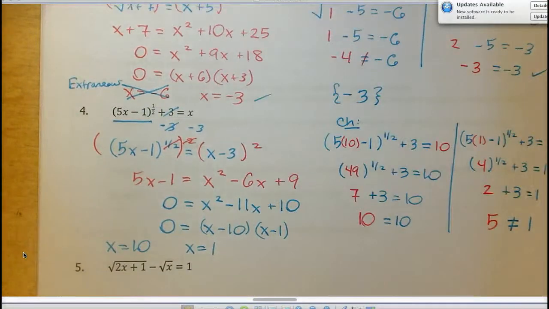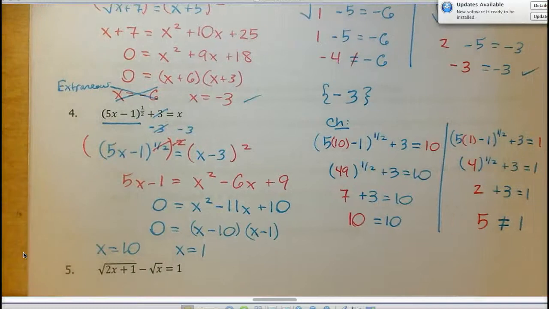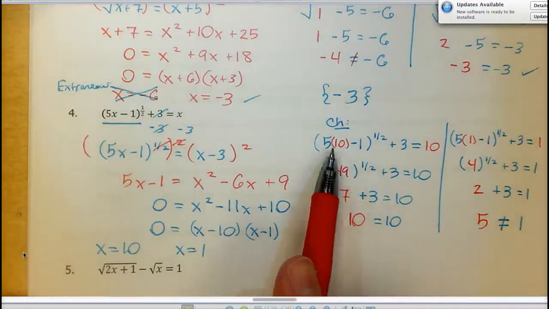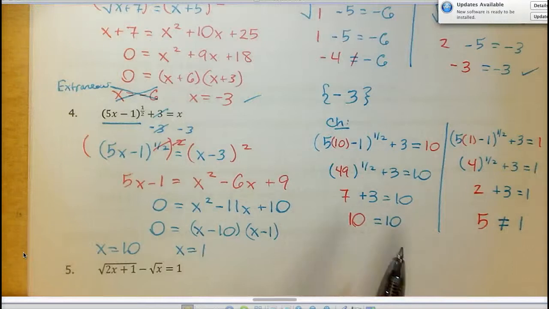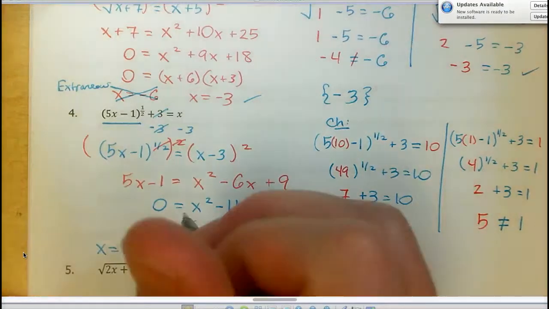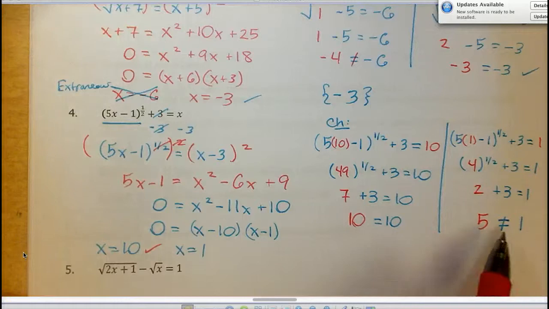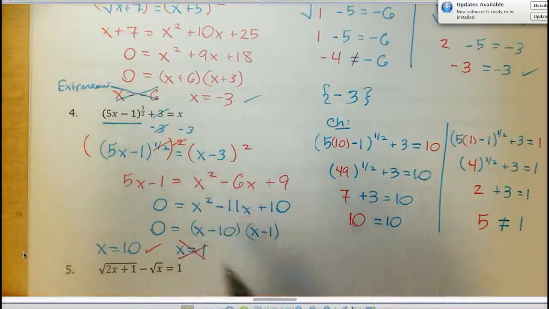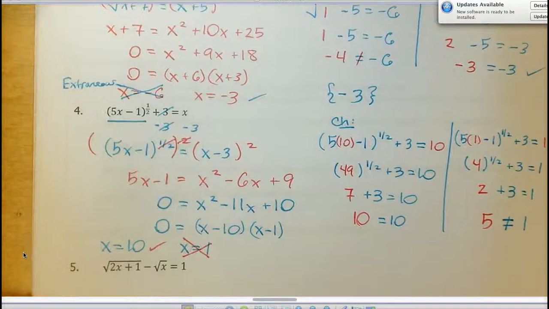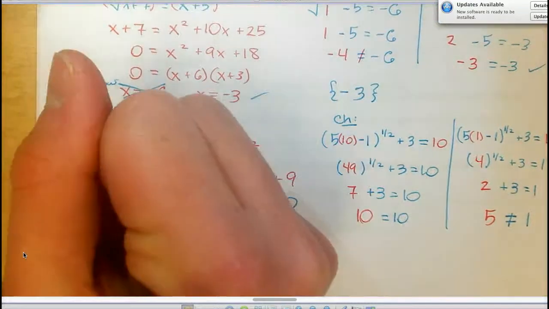Okay, so this problem, just like the last one, we actually get one answer that works, one that doesn't. When I check positive 10, it does check out and I get 10 equals 10. So that one would be a solution. When I check positive 1, though, I end up getting 5 equals 1, which is false. And so x equals 1 would be an extraneous solution. So the only solution we'll include in our answer is positive 10.